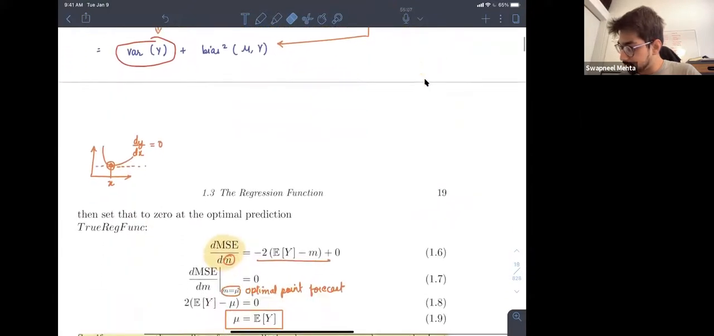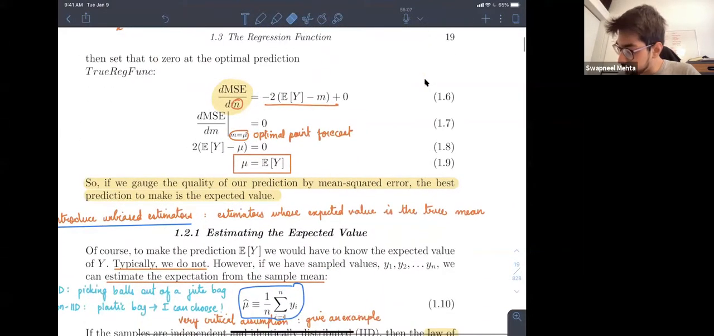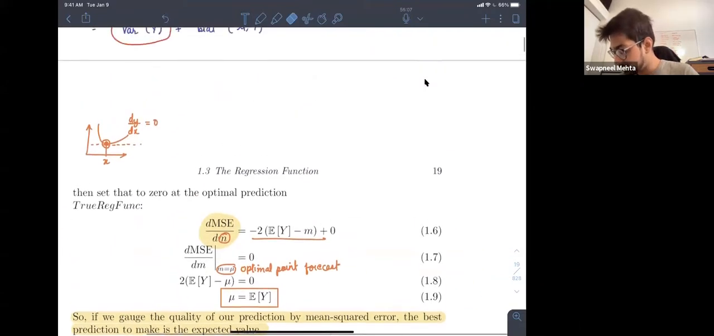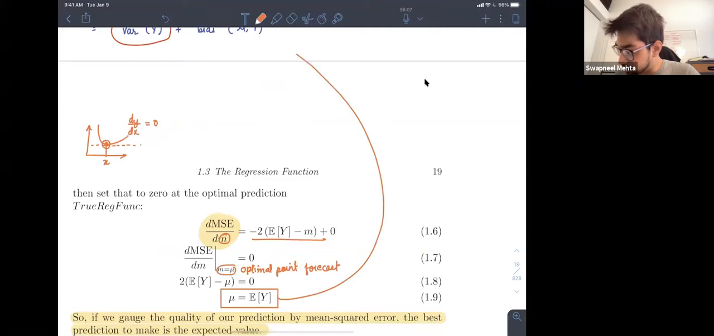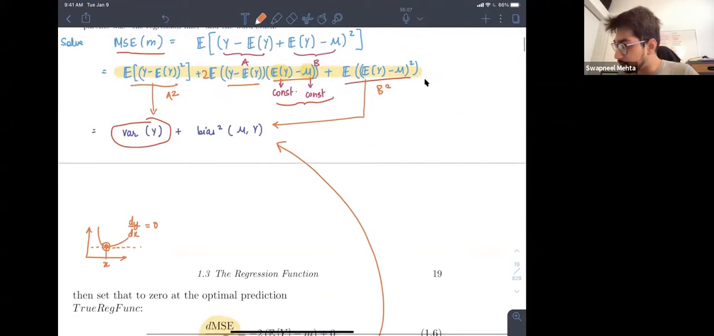But if you substitute this back into this mean squared error, yeah, that's what I missed. If you substitute this value back into the mean squared error, then you see that the center term goes to 0 and the last term also goes to 0. And that's sort of why that is your optimal value. All the terms that depend on mu go to 0. So essentially you've minimized all the error that you can. And that is why it is the optimal point forecast.